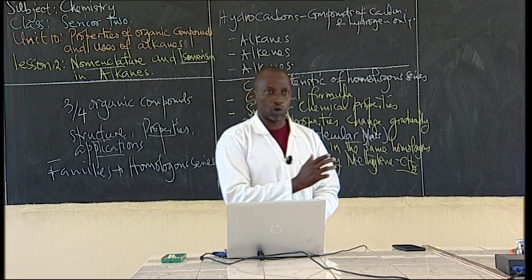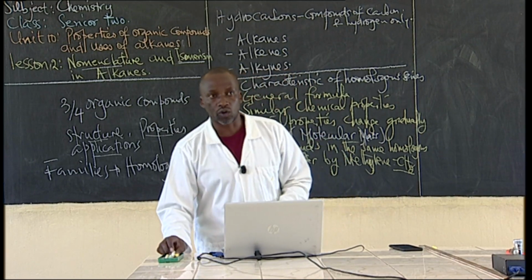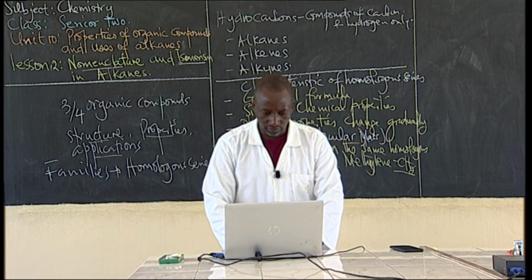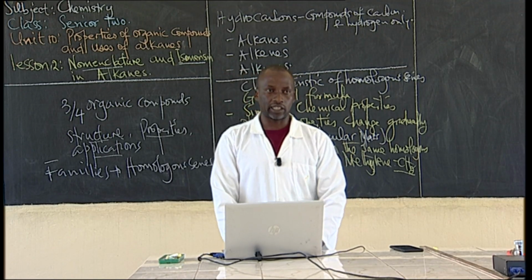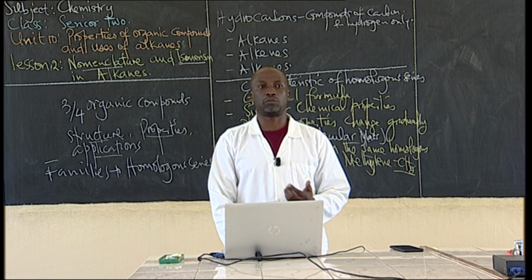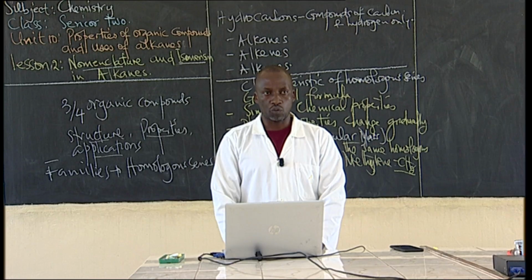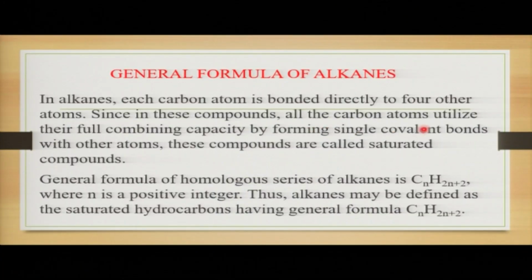So looking at the homologous series, let's talk about the general formula for the alkanes. Alkanes are compounds in which, as we said before, each carbon atom is directly bonded to 4 other atoms, since in these compounds all the carbon atoms utilize their full combining capacity by forming single covalent bonds.